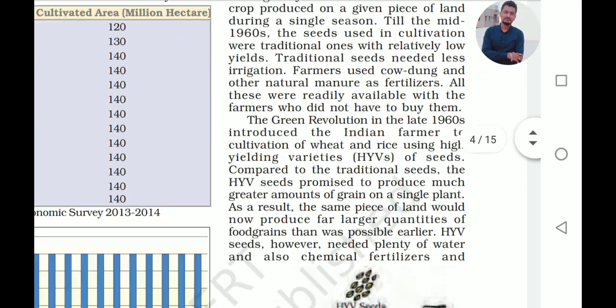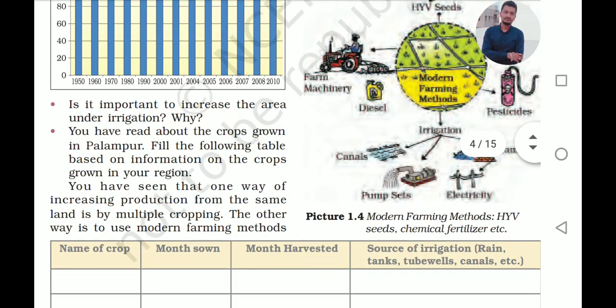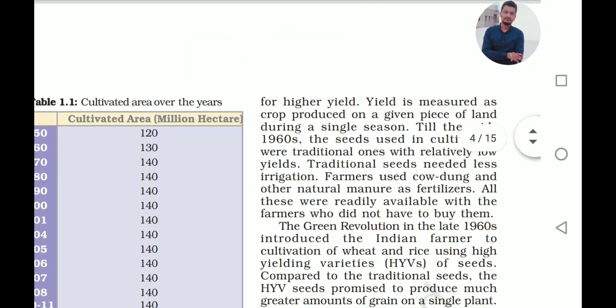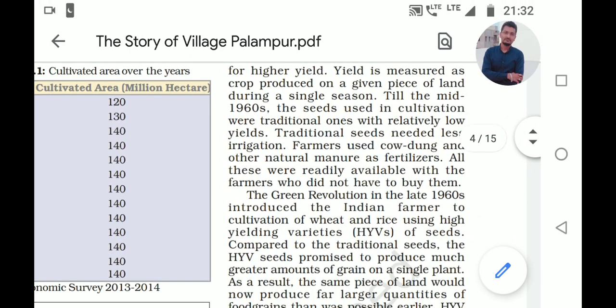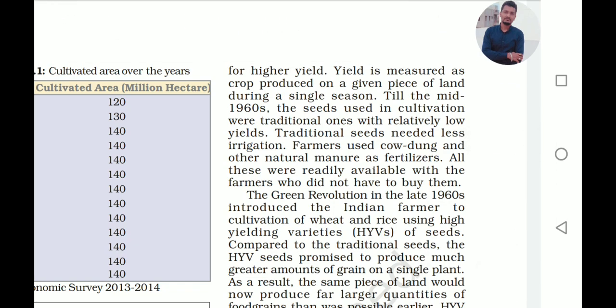Now let us discuss what the other modern farming methods are. Modern farming methods are for higher yield. Yield means the farm produce, whatever produce they are getting, it is known as yield. So yield is measured as the crop produce on a given piece of land during a single season. So to get higher yield, HYV seeds were introduced.